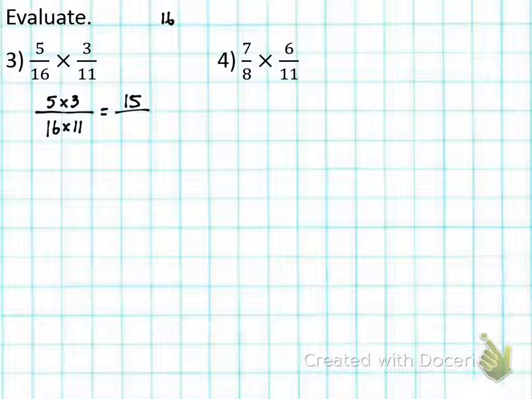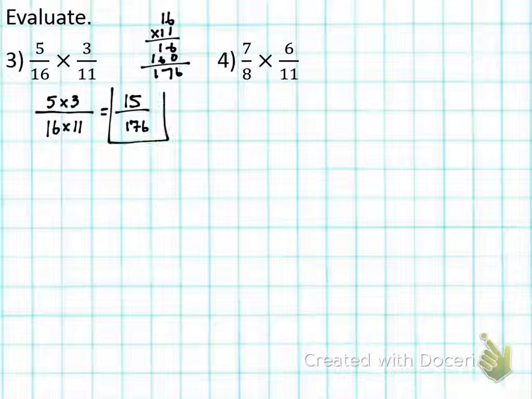Oh, you could do a side problem. It's okay. 176. Okay, can't simplify that, so we're all done. Any questions on number 1? Now do number 2 for me. Ready? Set, go.